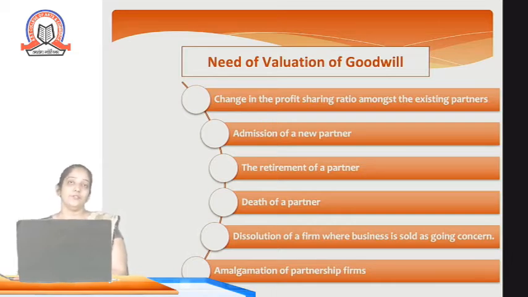Amalgamation of partnership firms or even companies. If two or more companies or partnership firms amalgamate, that means merge together, at that point of time it is also important to calculate the amount of goodwill and to pay that amount of goodwill to the concerned partners or the companies. In case of mergers and takeovers too, we need to calculate the value of the goodwill.